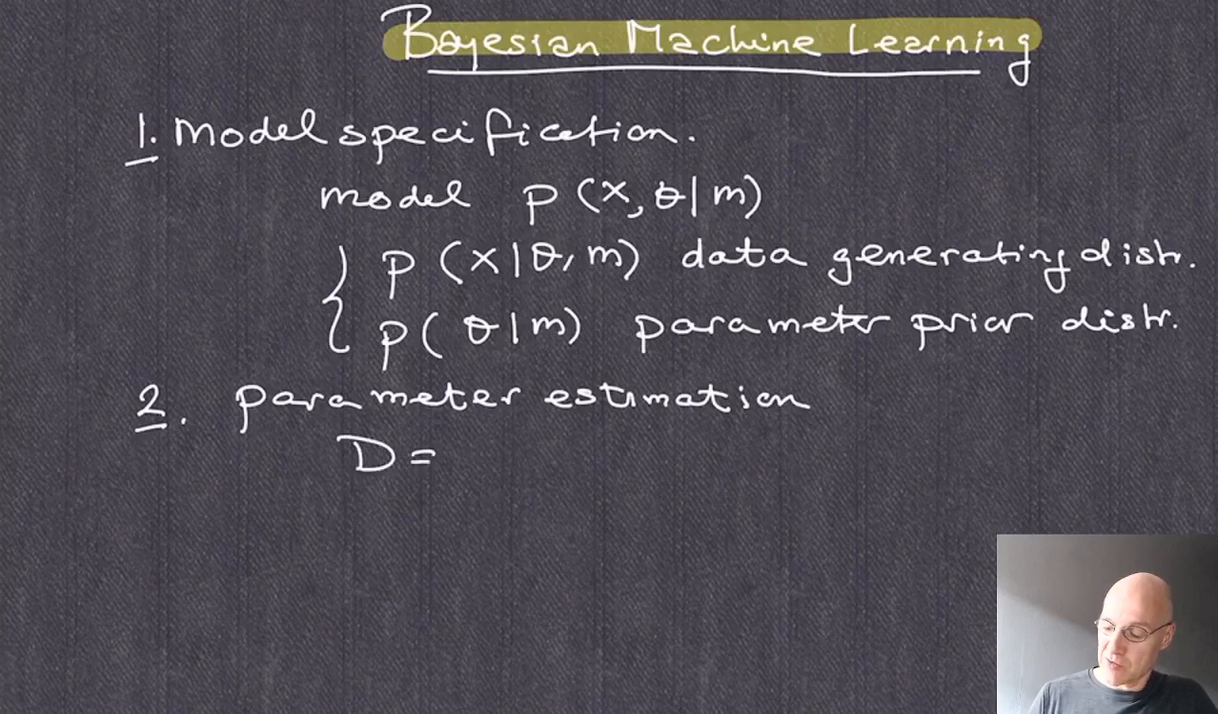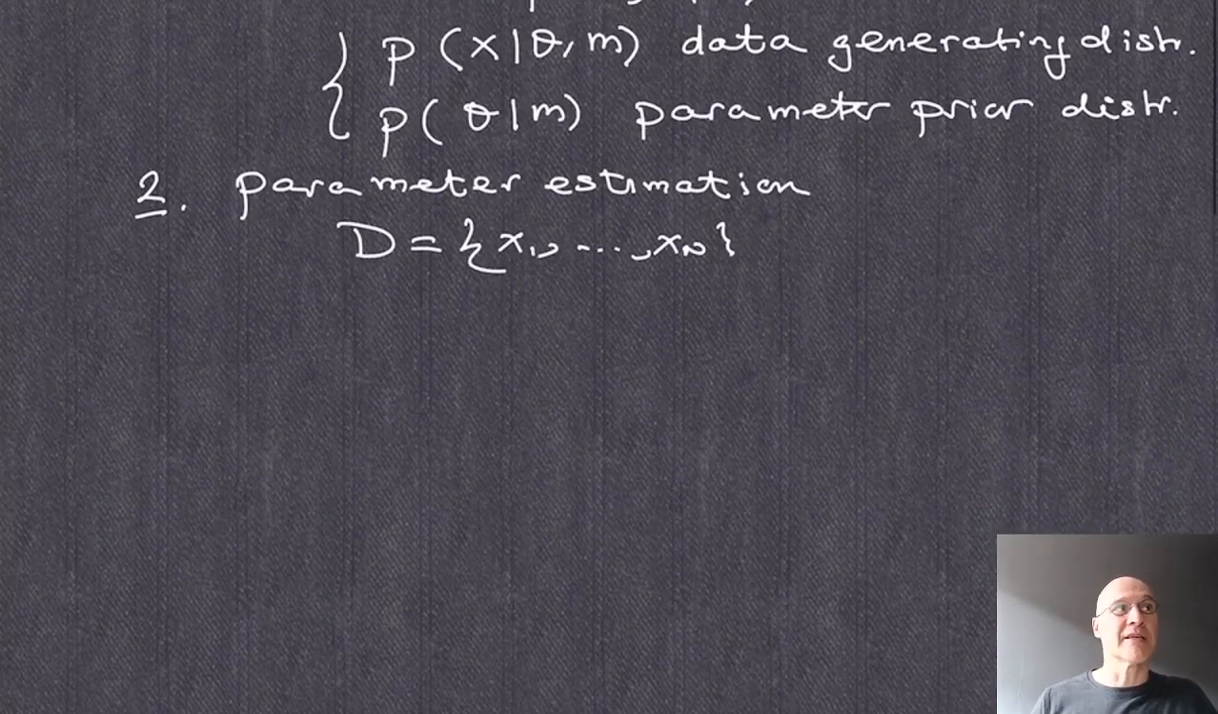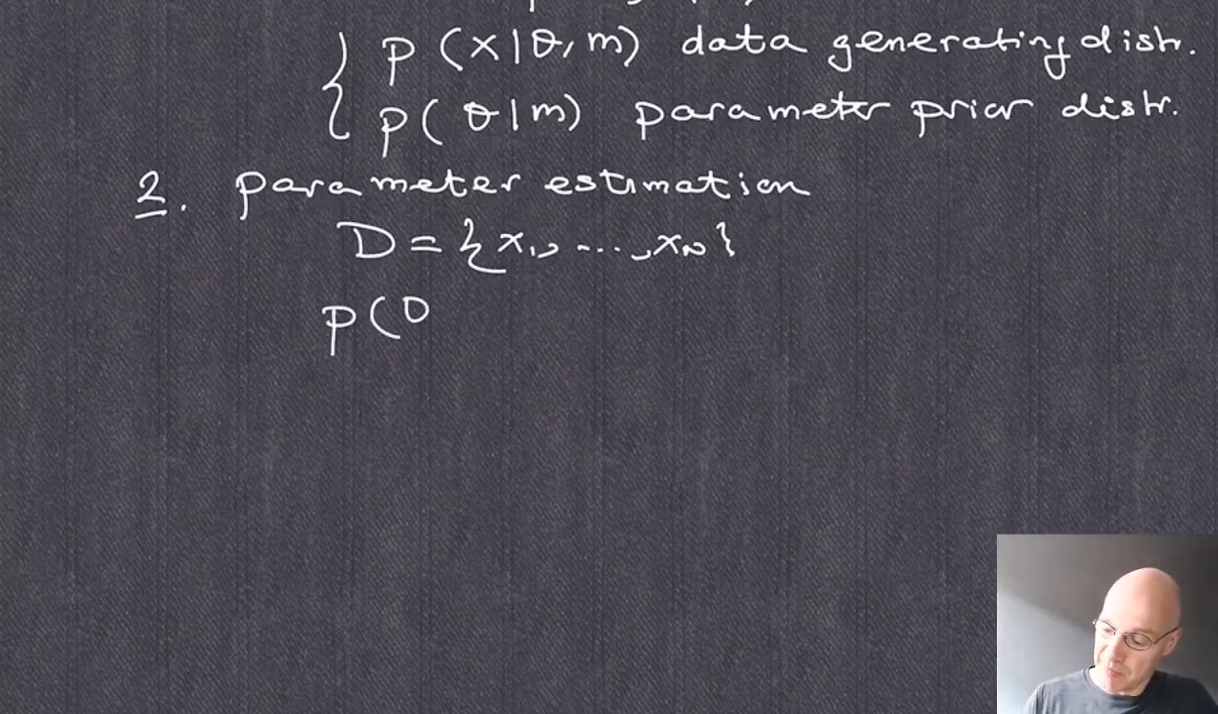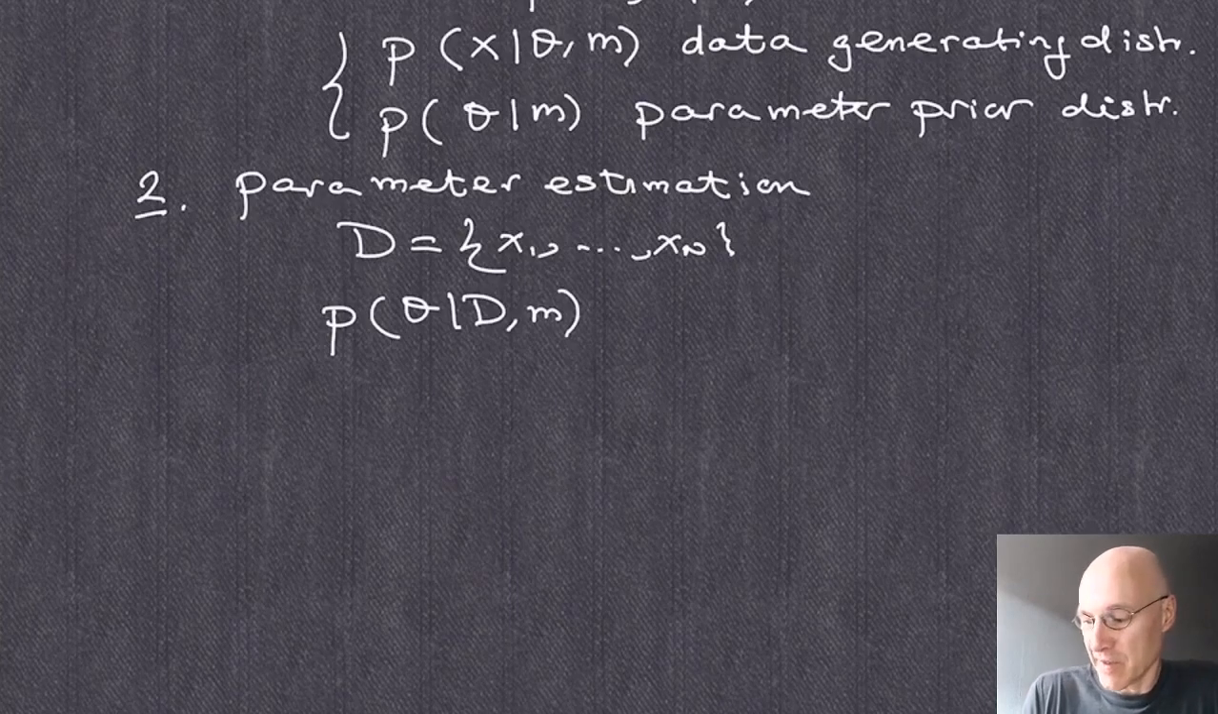So we assume we have a data set, right? X1 all the way through X capital N. And what I'm interested in is computing the parameters for my model, given the data and given the model. Right? The posterior distribution for the parameters. What do I know about my parameters once I have specified my model and I've seen all the data? Basically, that's what this says.